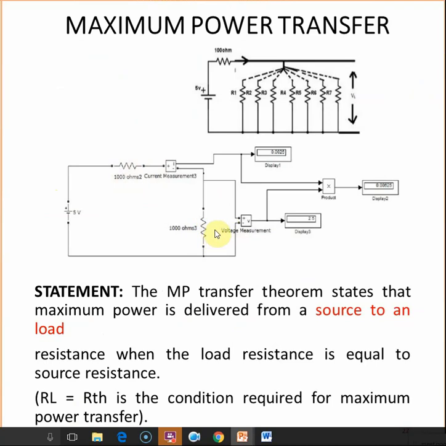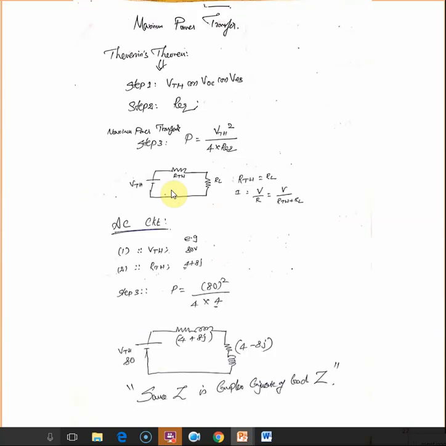If my source resistance changes to 500 ohm, I also change my load to 500 ohm. Then I will extract the maximum power from the source terminal. This is called the maximum power transfer theorem. Okay.